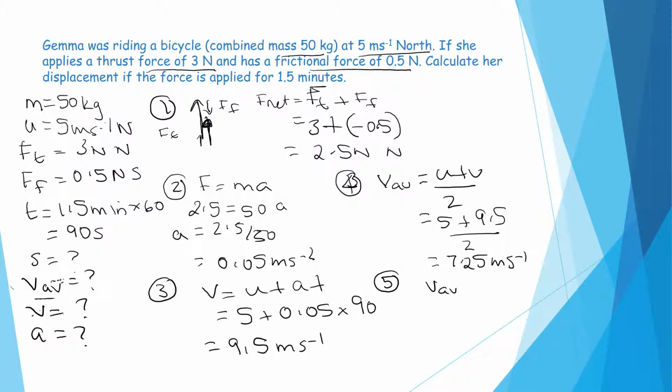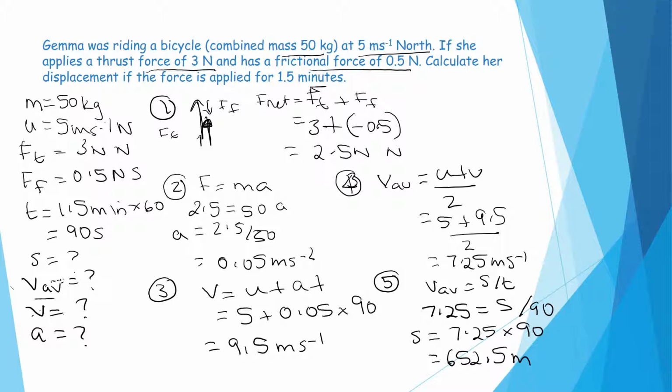Last step, we've got a V average, so now we can find a displacement. V average equals displacement divided by time. So the V average was 7.25. The displacement we don't know, but the time was 90. So rearranging that, displacement must equal 7.25 times 90, and it comes out to 652.5 meters. Now, our last step, remember, is to determine if this is a scalar or a vector, and we know that a displacement is a vector, so we have to give a direction. It is north.